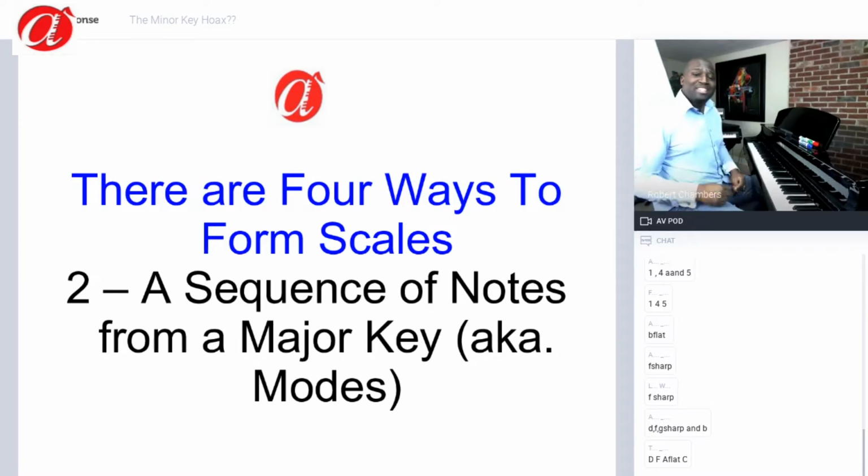Number 2 is that it's a sequence of notes from a major key, AKA a mode. So that's why I gave the example of when you play the minor, that's just the 6th degree, or a mode of a regular major scale. So that's a second way of how you form your scales. Remember, they're not keys. Everything is based upon a major key.